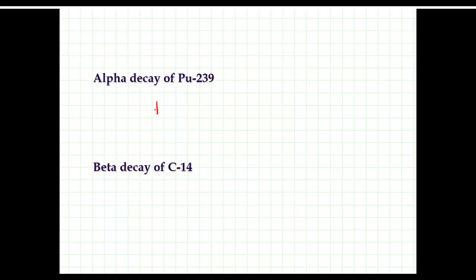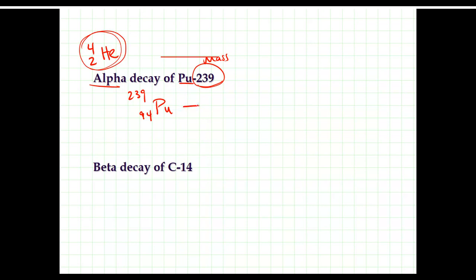So this is plutonium. Plutonium is element number 94. It has a mass of 239. I know that because it says right there, that's our mass number. It's going to go through alpha decay. Alpha decay is a helium nucleus being released from the radioactive atom. So we're going to send this helium nucleus out of this plutonium atom.